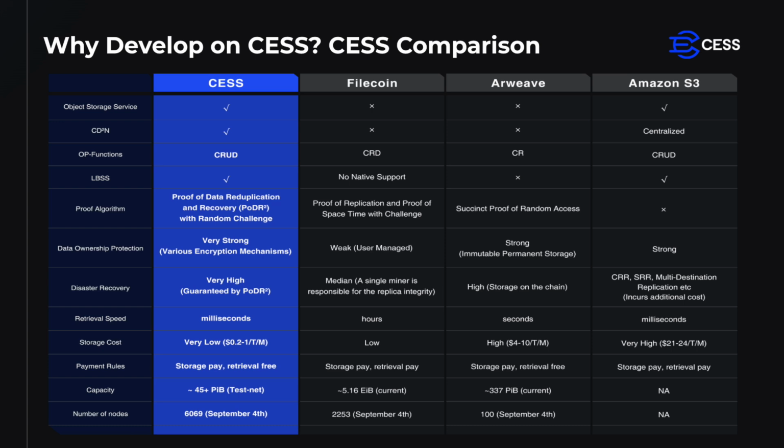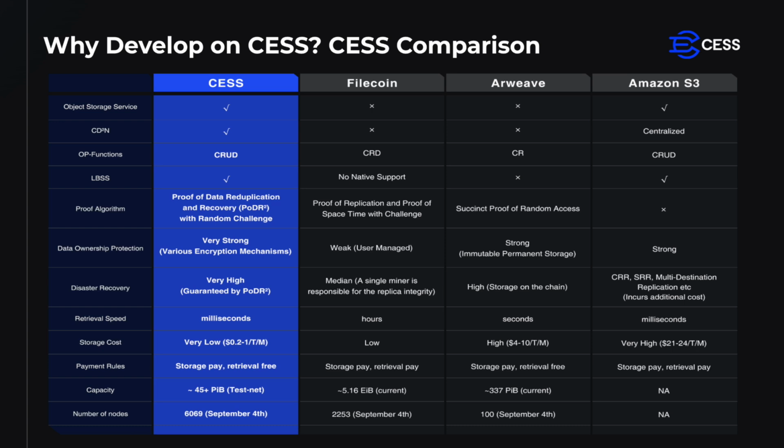Decentralized Content Delivery Network. SES uniquely offers its own decentralized CDN, ensuring fast and secure content delivery. While Amazon S3 has CDN capabilities, they are centralized, unlike SES's decentralized approach. Filecoin and Arweave do not provide their own CDN services. The create, read, update, and delete operations are fully supported by SES and Amazon S3, providing comprehensive data manipulation capabilities. Filecoin supports create, read, and delete operations, while Arweave only supports create and read, limiting their data management flexibility.